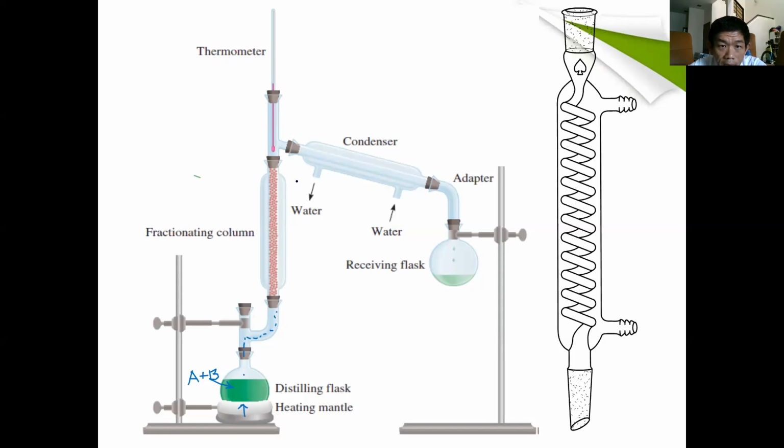This fractional column, if I zoom in, will look more or less like this. This is the fractional column. When zoomed, it looks like this. It is made of glass beads and so on. And then this is the condenser. After vaporizing, the vapor which has a higher vapor pressure will go through this condenser and undergo condensation to become liquid in here. So this will produce either your pure liquid A or B. This is the setup of the apparatus for how to separate the two liquids.